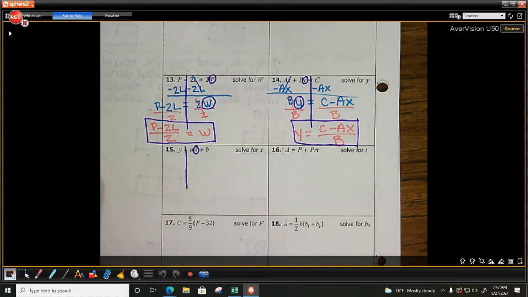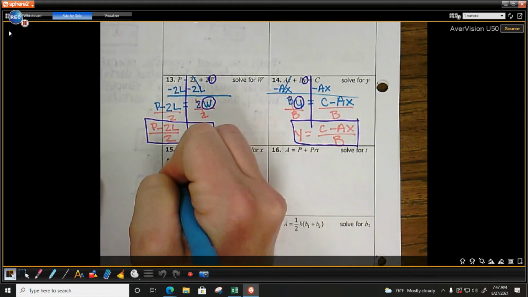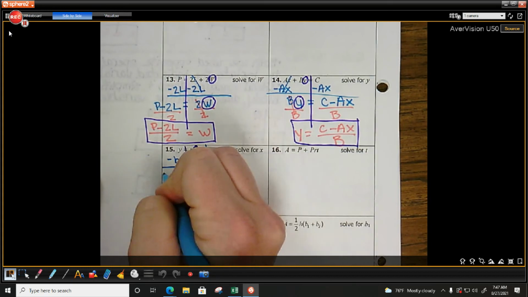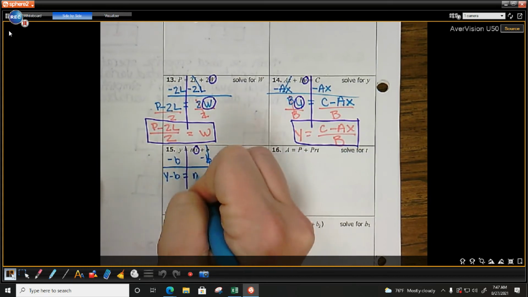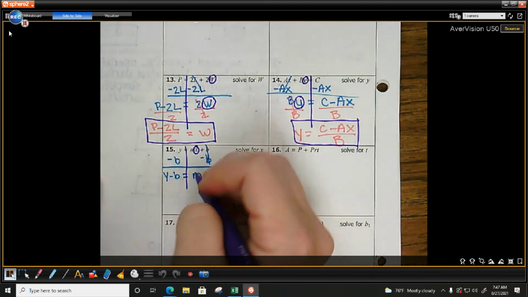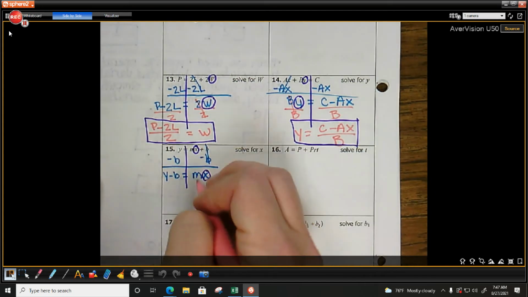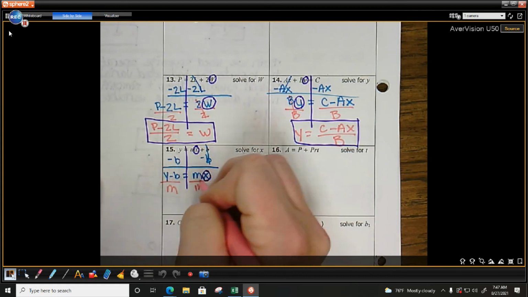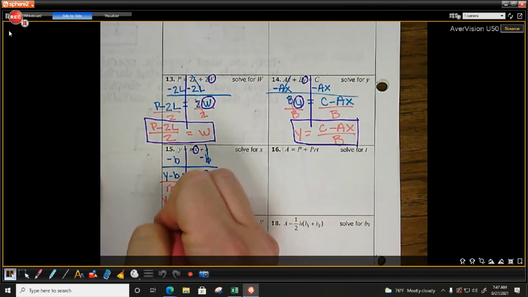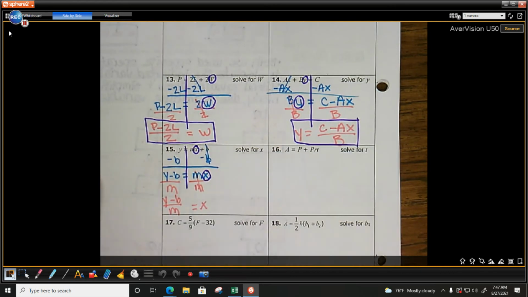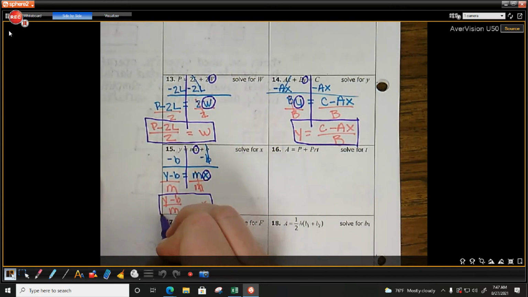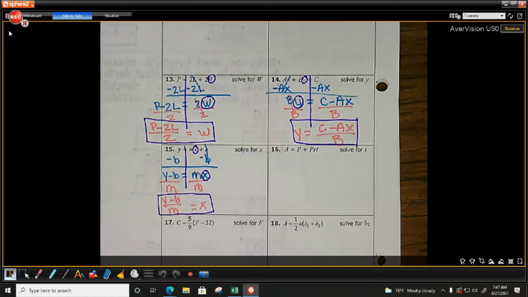I'm starting to work it. Check yourself with me, okay? So I got x equals y minus b over m. Good? How'd we do? Thumbs? Good? Bad?